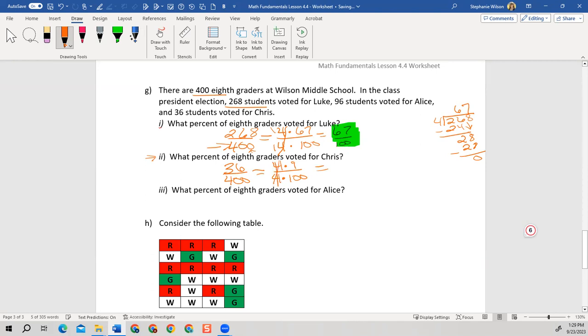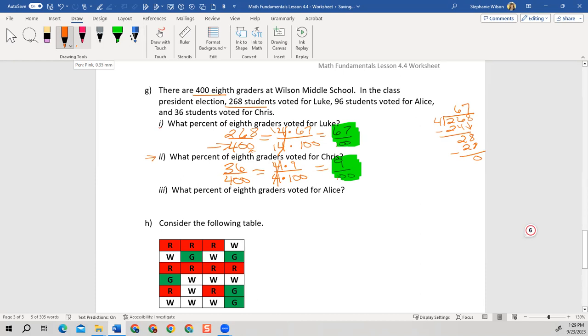The 4's reduced. And now I got 9 100s. And 9's made up of 3s. And it does not reduce with 100. So that was my final answer. Oh, wait one second. Let's go back to the underlying question. What did it ask us to solve for?